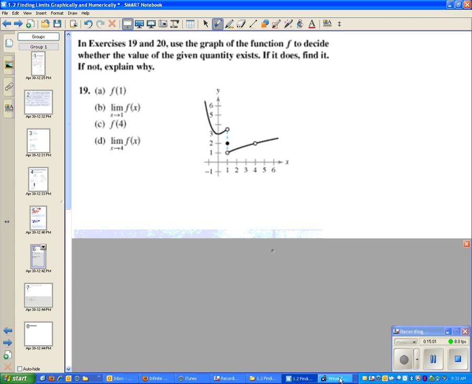The first thing they ask us is, what's the value of f of 1? So look at your graph. When the x-coordinate is 1, what's the y-coordinate on that graph? It's 2, isn't it? It's just that separate little point, a point separated from all the rest of the graph, but it's 2. When x equals 1, y equals 2. So the value of f of 1 is 2.